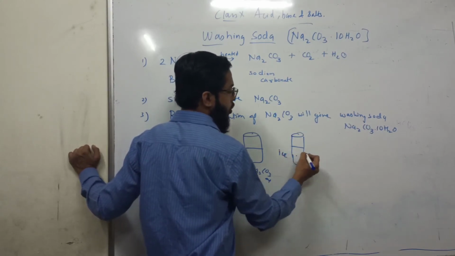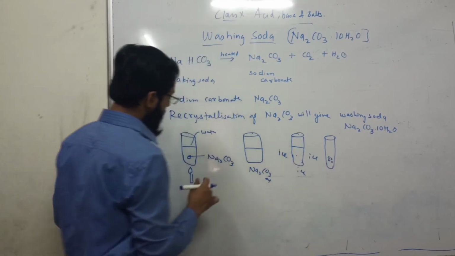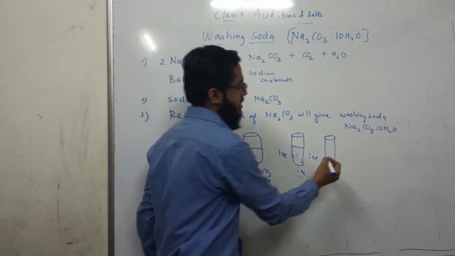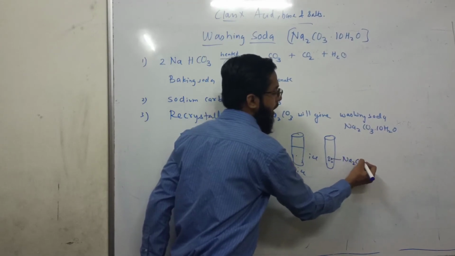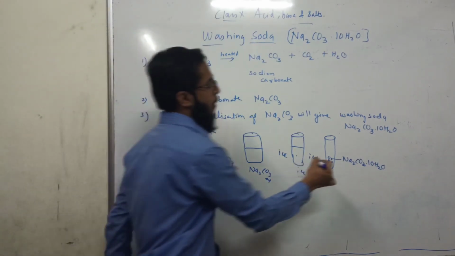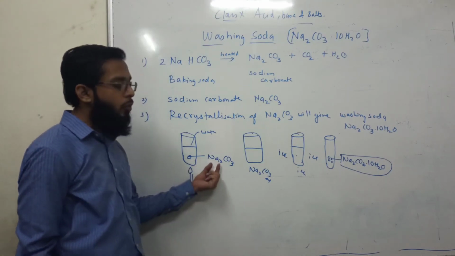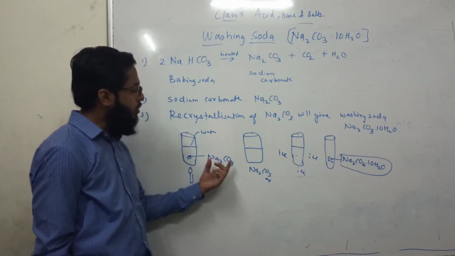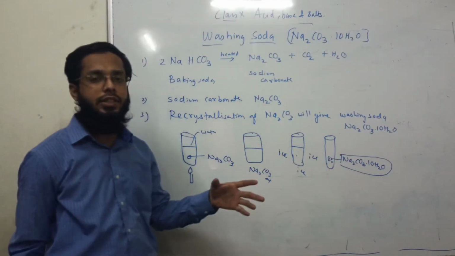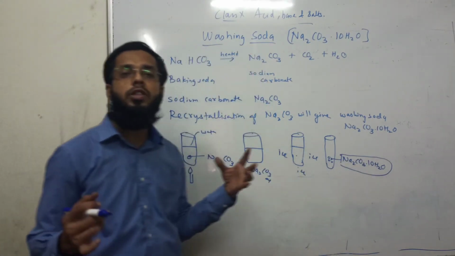Soon you will see the crystals that are formed. First we took Na2CO3, then we dissolved it, then we heated it up, then we surrounded it with ice to make the crystals. These crystals are of Na2CO3, but now they contain 10 H2O molecules. So the new formula which is formed is actually washing soda. Sodium carbonate is a salt which does not have any water of crystallization. These molecules are known as water of crystallization, and during the formation of crystals these molecules are needed.